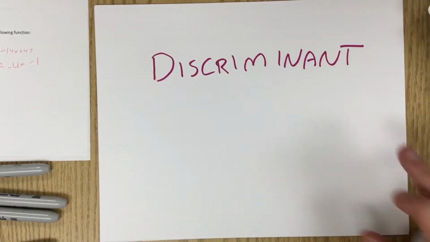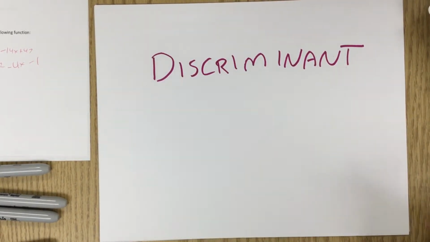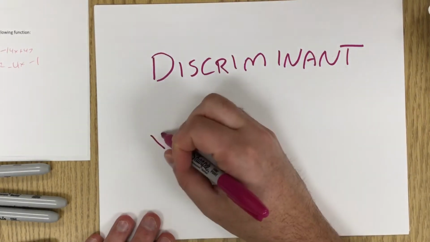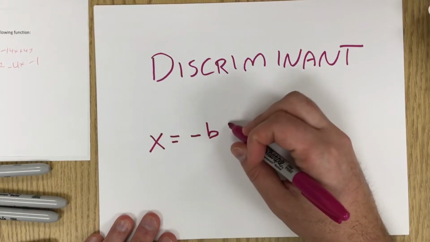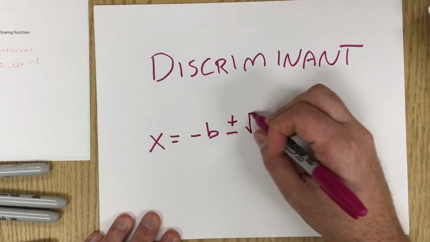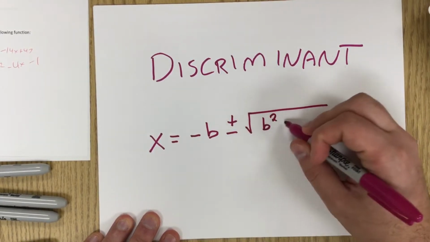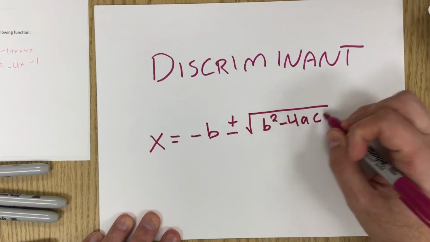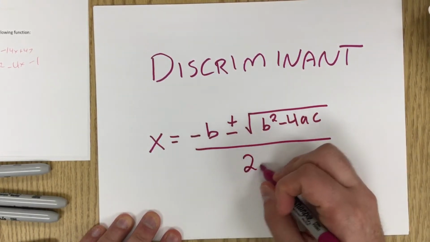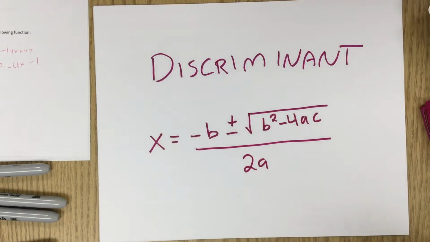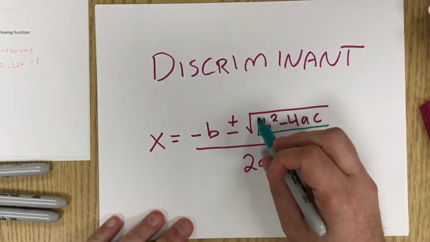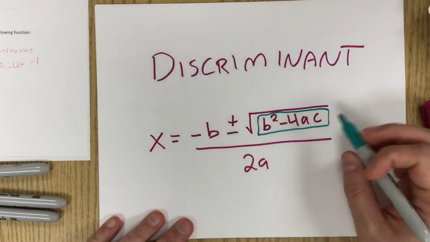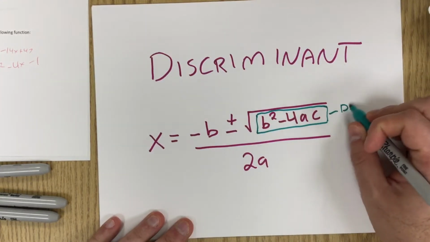We're going to talk about something called the discriminant. If we look at the quadratic formula, x is minus b plus or minus the square root of b squared minus 4ac, all divided by 2a. This part over here, this is what we're going to call the discriminant.